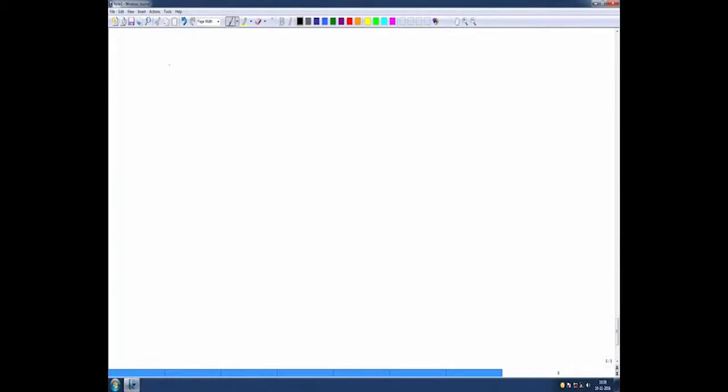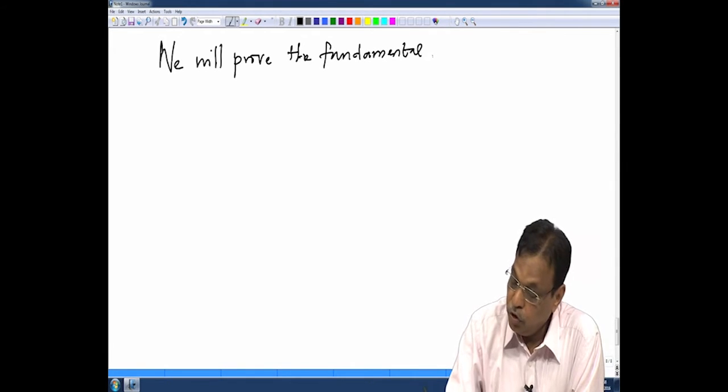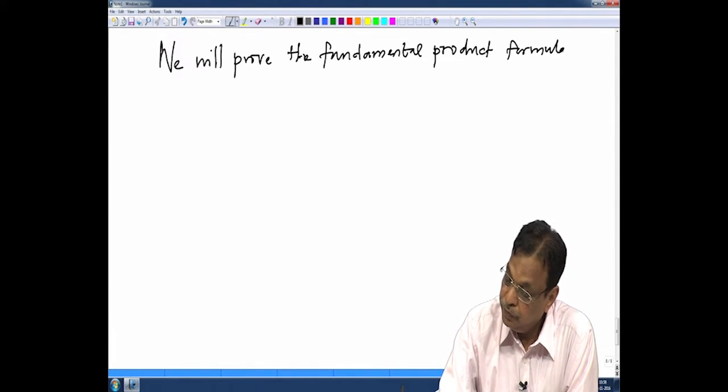Now in this second part of the lecture, we will prove a very fundamental result which is used very often for computation in determinants. Besides that, it is also interesting in its own right: it is what is called a product formula. So, we now come to the fundamental product formula for determinants.